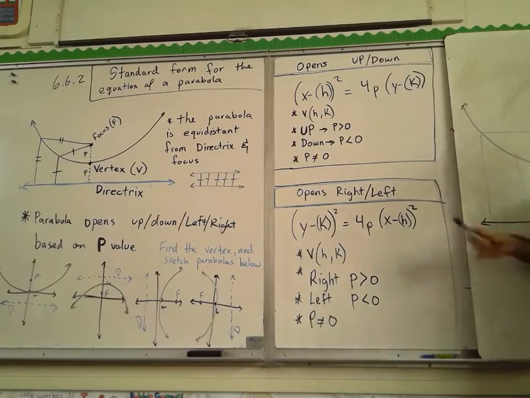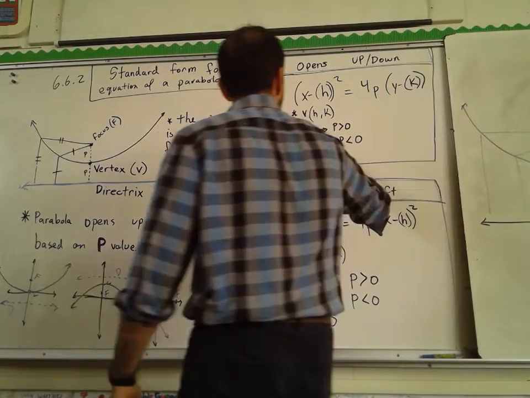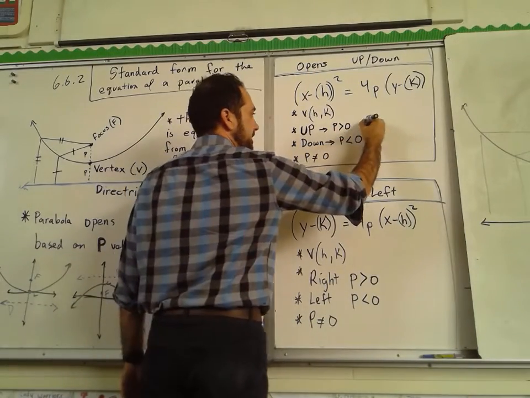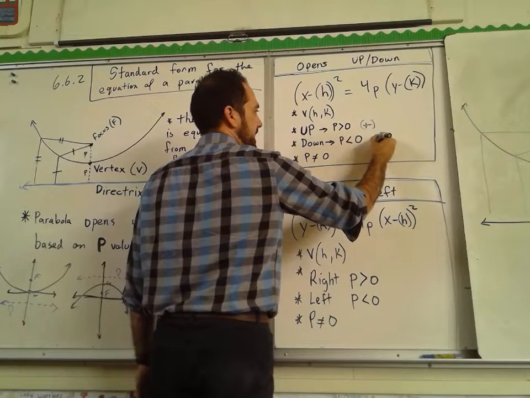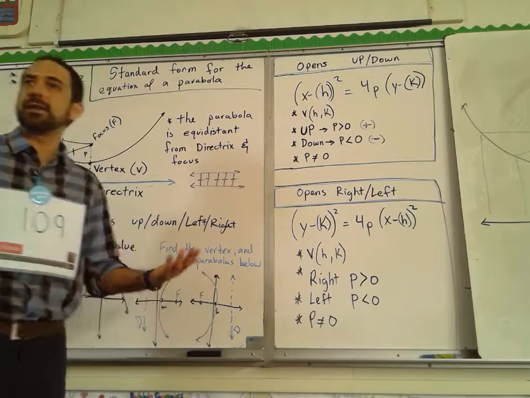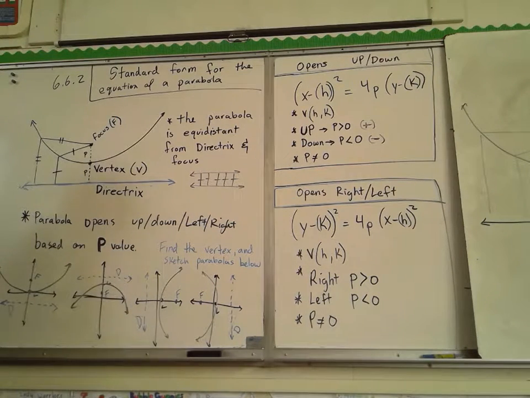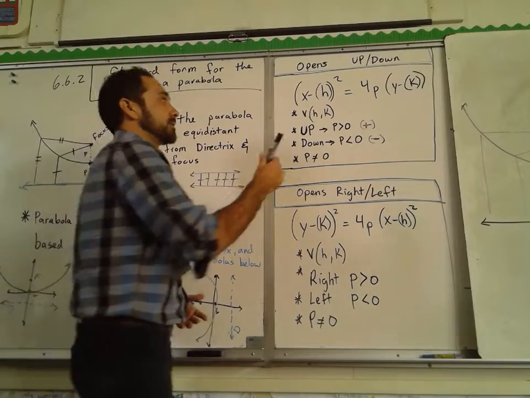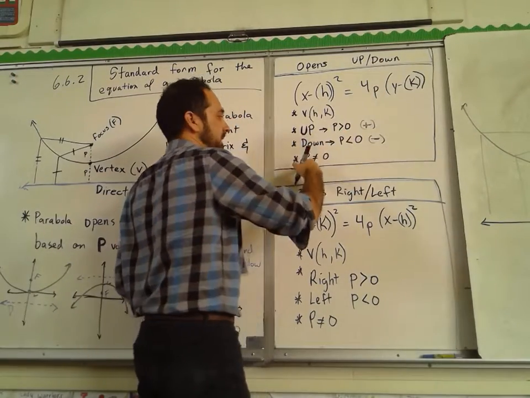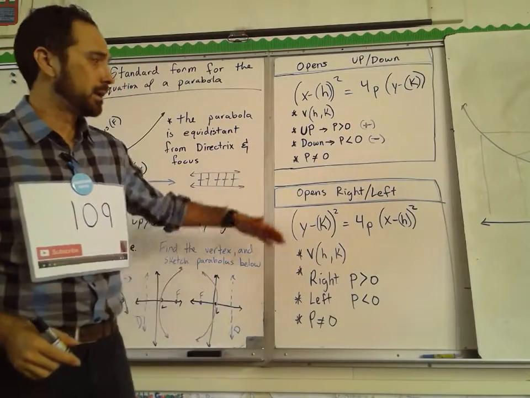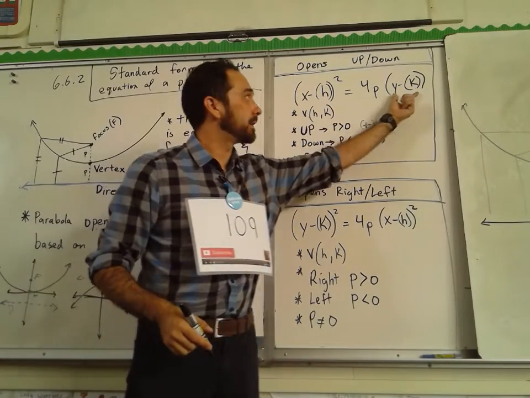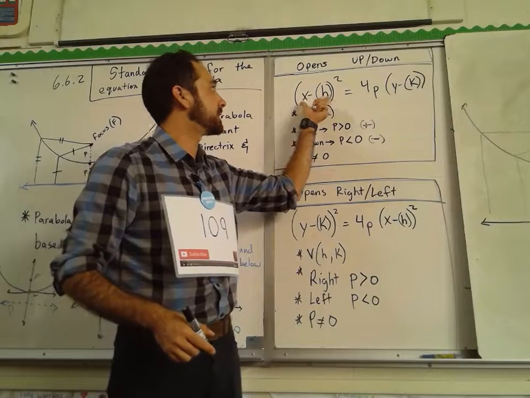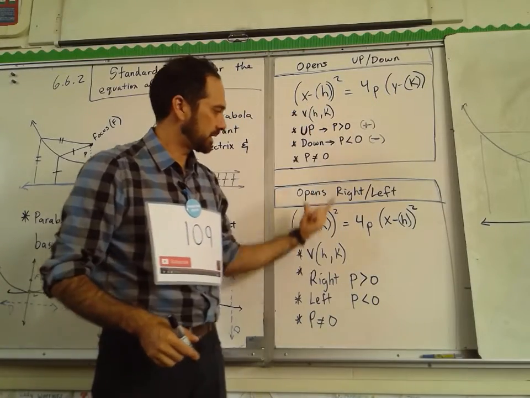If it opens up, then p is positive. If it opens down, p is negative. That's kind of like when we had our a value, right? Happy face positive, sad face negative. But in this case, we're talking about what that p value is. Okay, p can't be 0, that's just given. Same thing if it opens left or right, except this entire expression switches places with the x minus h. See, that's the only difference, right?